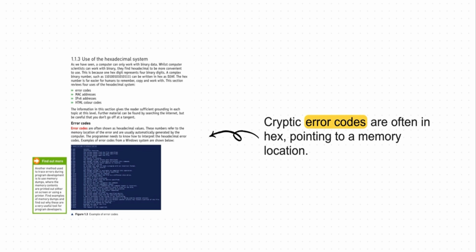And here is that big aha moment. When you see a screen like this, you are looking directly at hexadecimal. That code, something like 0x4a, it's not random gibberish. It's a memory address, written in hex, telling a technician exactly where in the computer's memory bank the problem happened.